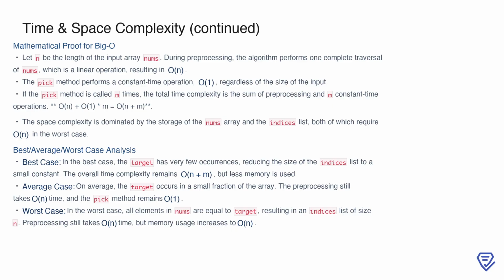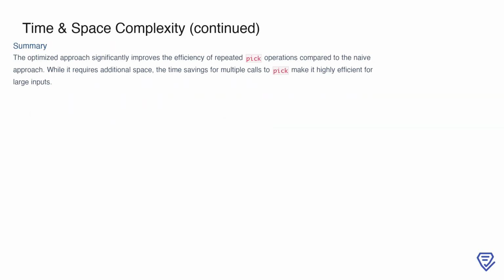Breaking this down by scenarios, in the best case, the target has very few occurrences, leading to a smaller indices list and reduced memory usage, though the overall time complexity remains O(n + m). On average, the target occurs in a fraction of the array, maintaining O(n) preprocessing time and O(1) for each pick call. In the worst case, where every element in nums matches the target, the indices list grows to size n, but the time complexity remains O(n + m), while the memory usage peaks at O(n). In summary, the optimized approach offers significant improvements in efficiency for repeated calls to the pick method compared to the naive solution.